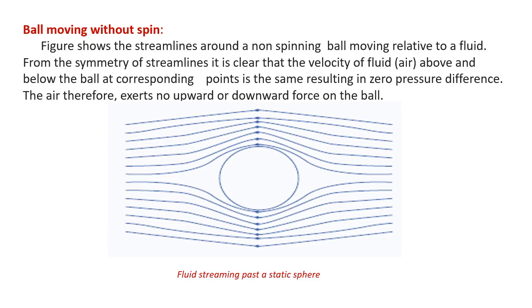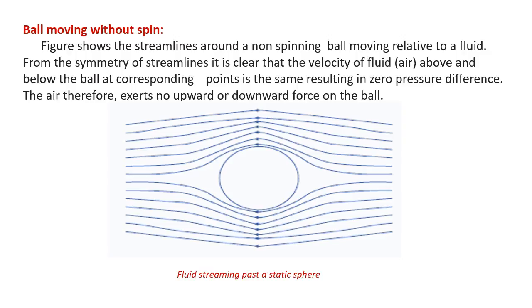Ball moving without spin. Firstly, we will consider this one. When a ball is thrown horizontally with a large velocity and at the same time given a twisting motion to cause a spin, it deviates from its usual parabolic trajectory of spin-free motion. This deviation we will explain here.